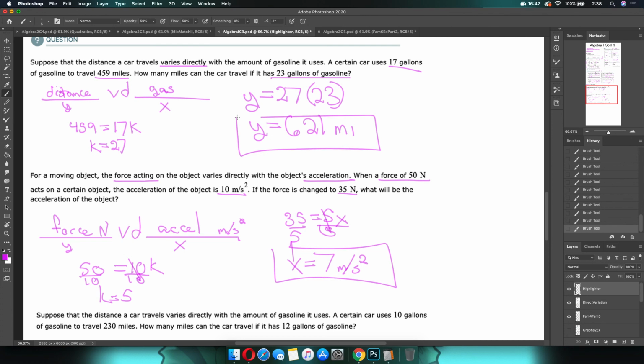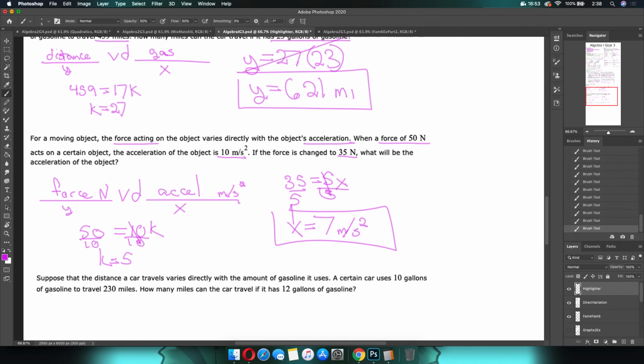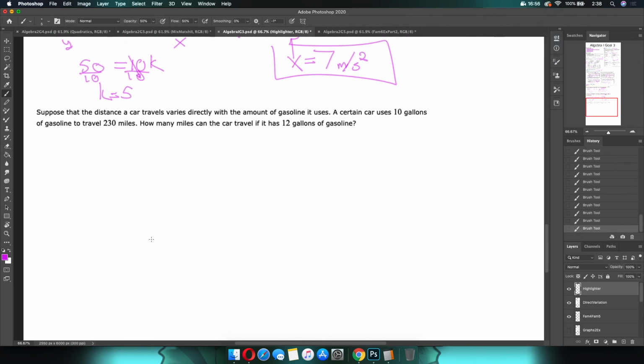Okay, one more, and then I'll send you off into the wilds, and we'll have one more video that finishes up goal 3. So, scroll, computer. There we go. All right, so it is something varies directly with something. Okay, so what do we have? We have distance again, and then with gallons of gasoline. Oh, the lag. Okay, so let's see here. 230 miles, that's a distance, which means that's our y.